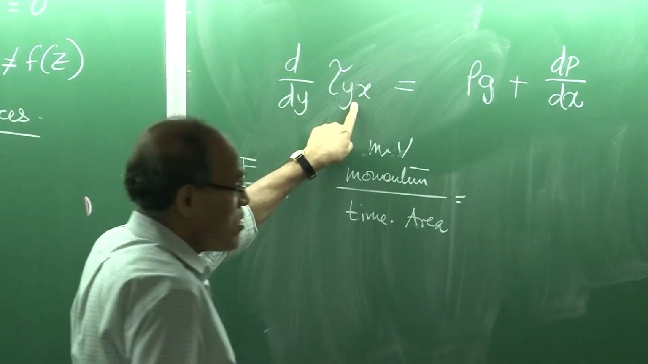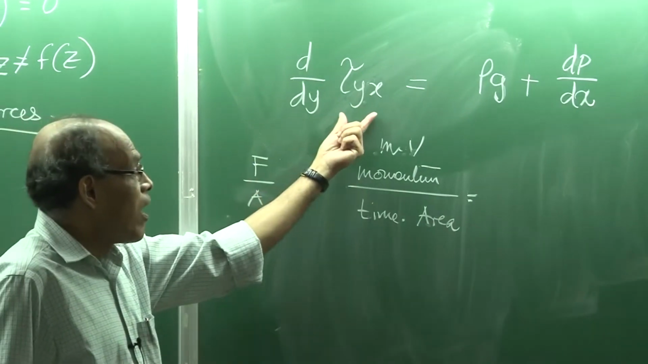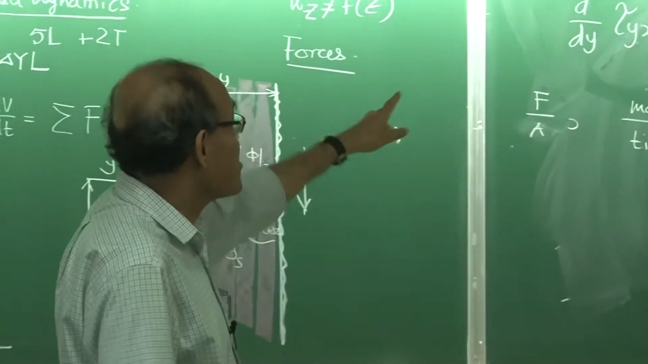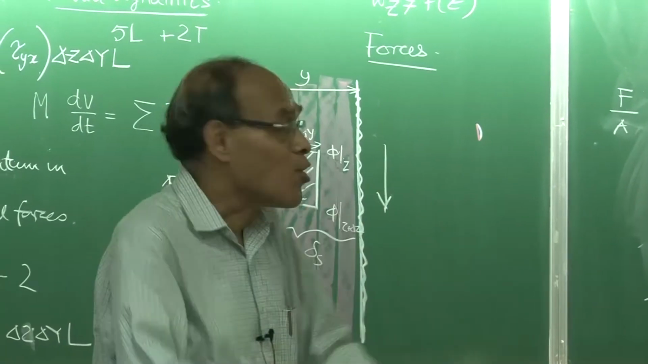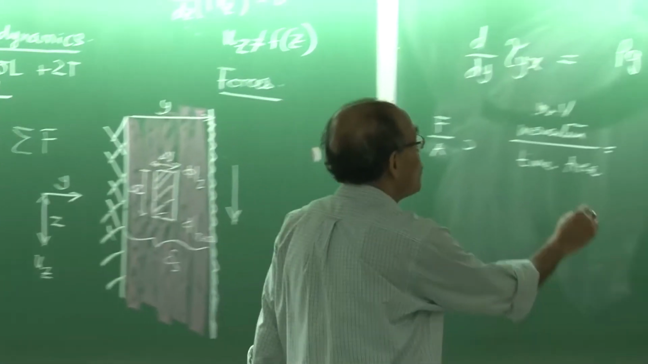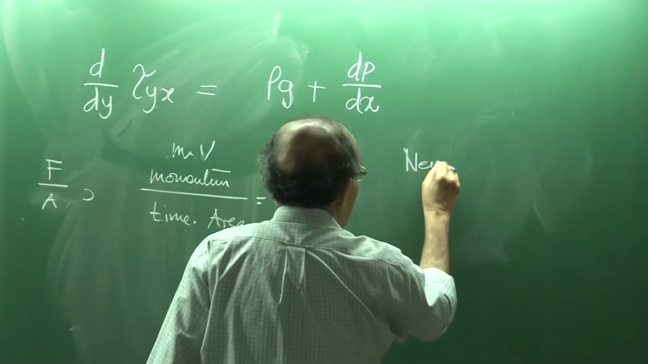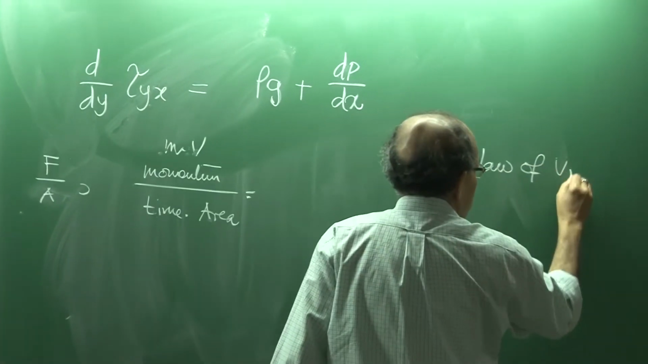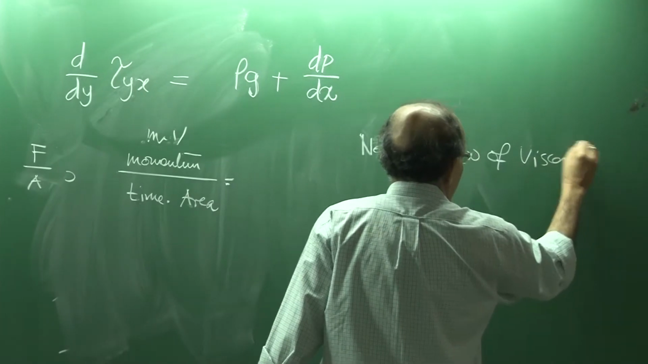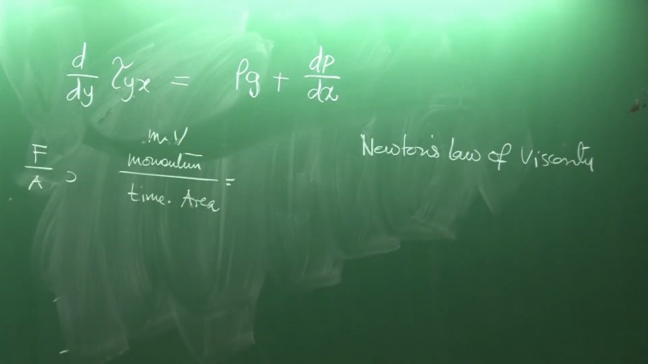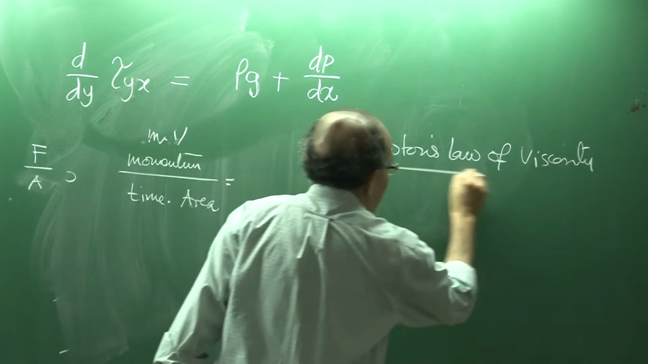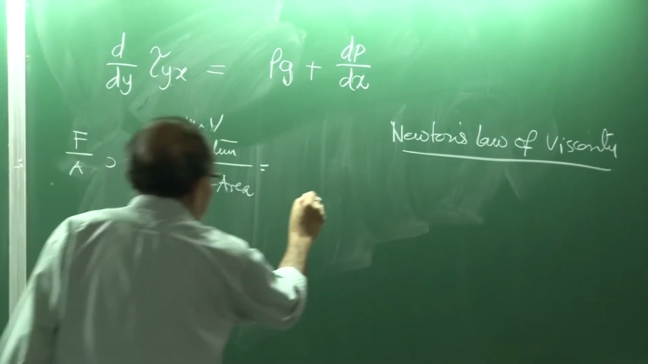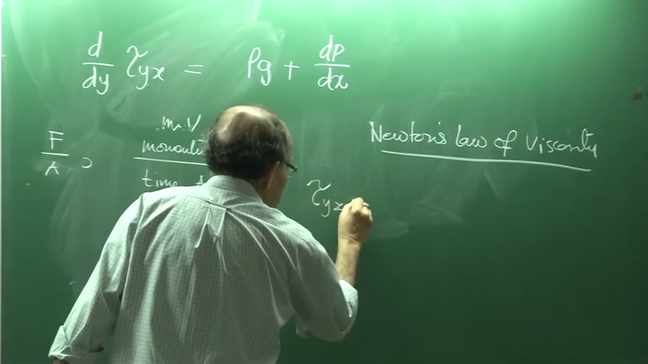So this shear stress, if you want to calculate not the shear stress but the velocity, must be replaced by a suitable expression, and here we bring in what is known as Newton's law of viscosity, which is valid typically for parallel flows, one-dimensional parallel flows, where we can write that tau yx is equal to minus mu.